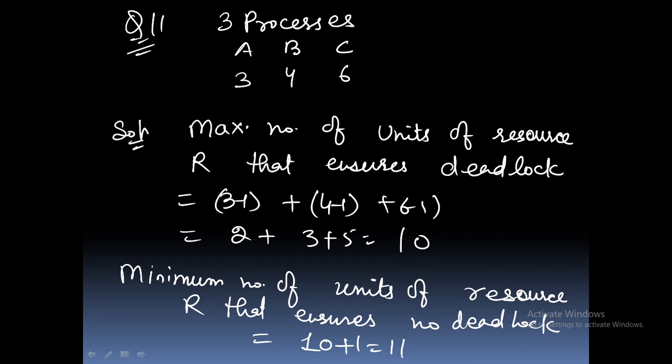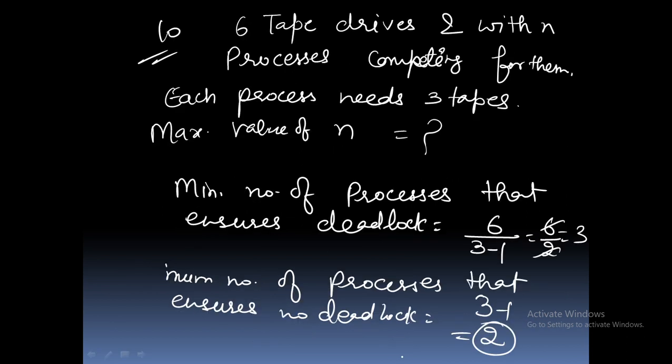These are the questions related to calculation of the maximum number of units of resource that ensure deadlock, the minimum number of units of resource that ensures no deadlock, the minimum number of processes that ensure deadlock, and the minimum number of processes that ensure no deadlock. And in the next video I will discuss Banker's algorithm.